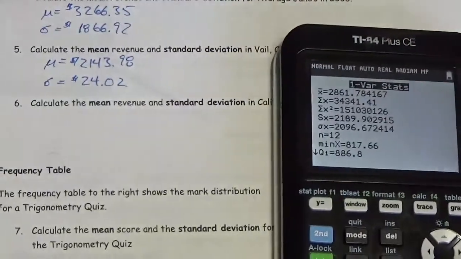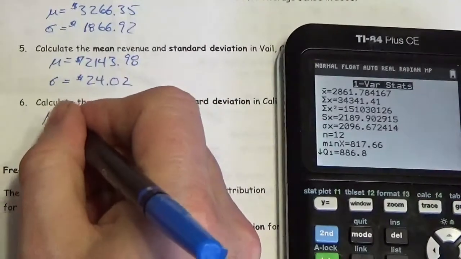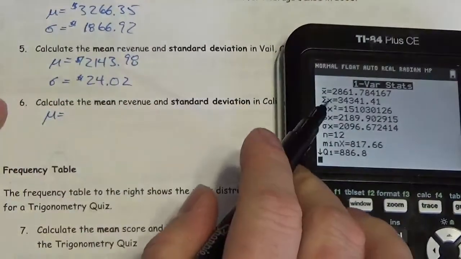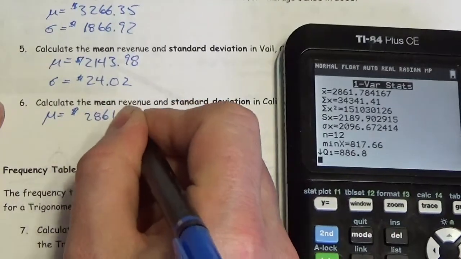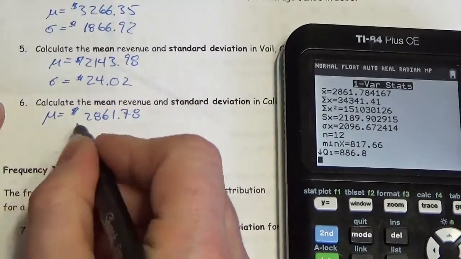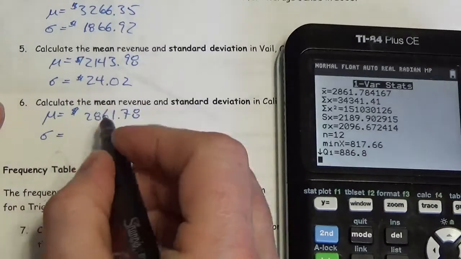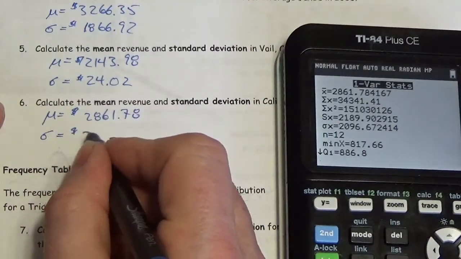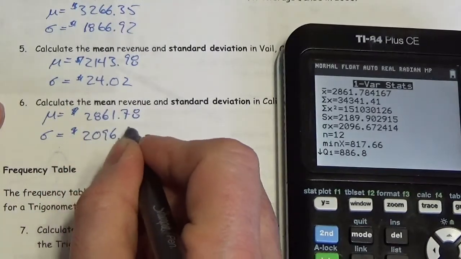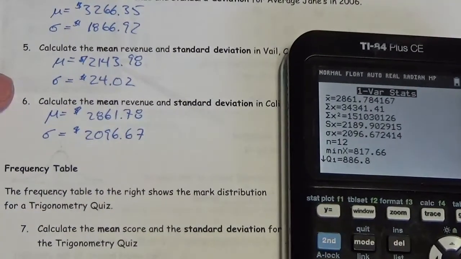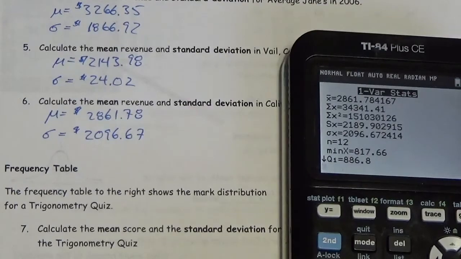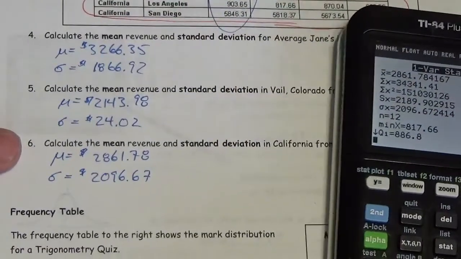Okay, and so now I see that the mean for California is going to be $2,861.78. And our standard deviation is again quite large, $2,096.67. Which means that I've got some data values here that are quite high and quite low, okay?